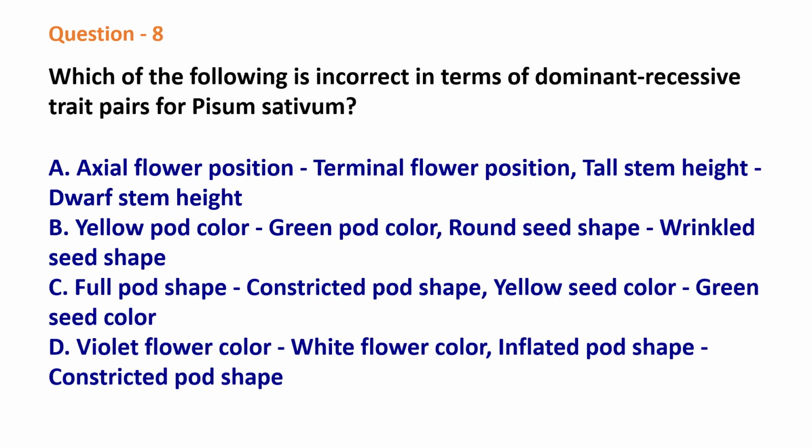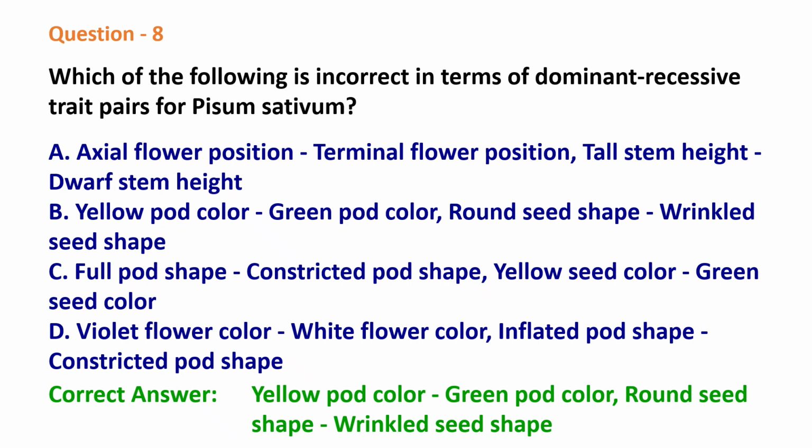Question 8. Which of the following is incorrect in terms of dominant recessive trait pairs of Pisum sativum? Options: axial flower position, terminal flower position, tall stem height, dwarf stem height. Next, yellow pod color, green pod color, round seed shape, wrinkled seed shape. Next, full pod shape, constricted pod shape, yellow seed color, green seed color. Next, violet flower color, white flower color, inflated pod shape, constricted pod shape. The correct answer is yellow pod color, green pod color, round seed shape, wrinkled seed shape.